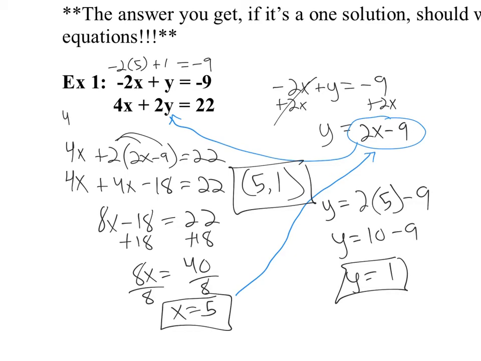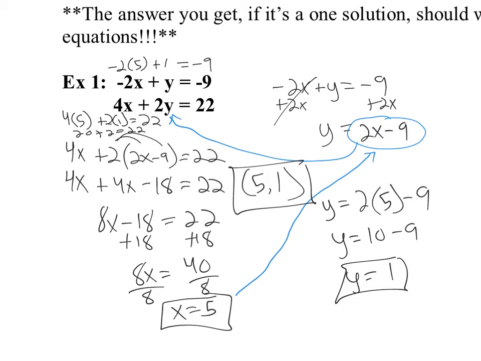So if I plug it into the second equation, 4 times 5 plus 2 times 1 should equal 22. And 4 times 5 is 20. 2 times 1 is 2, so 20 plus 2 does equal 22. So you always want to check your solutions, especially when it comes to quiz and test time, to make sure that you got that right.